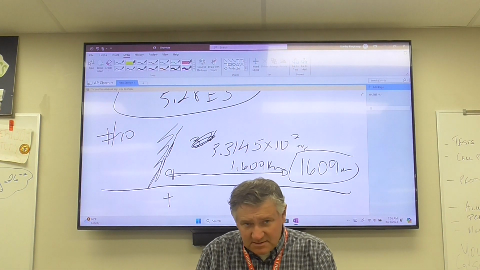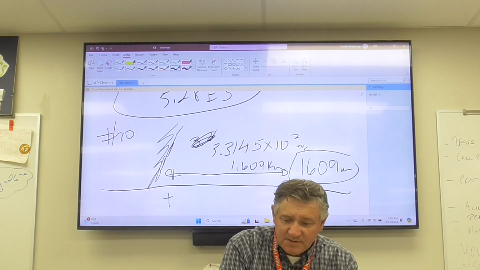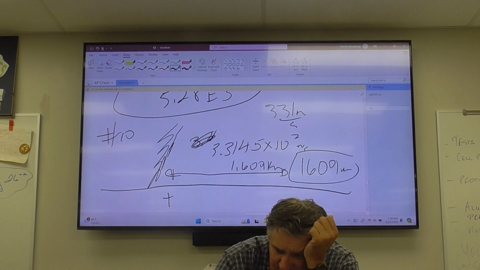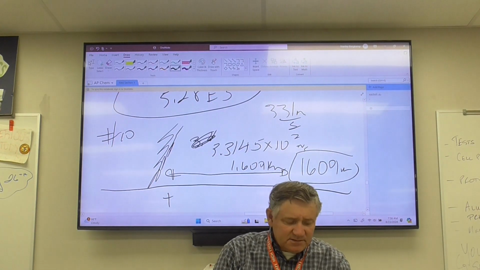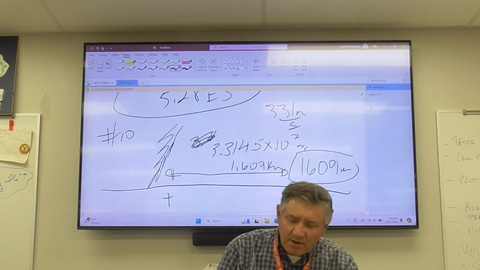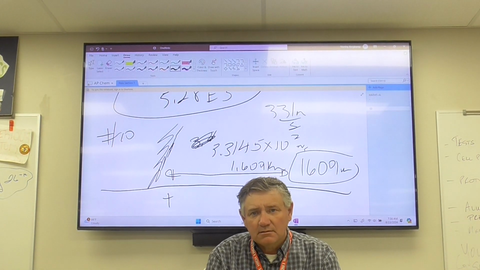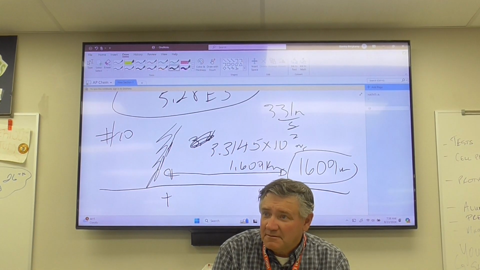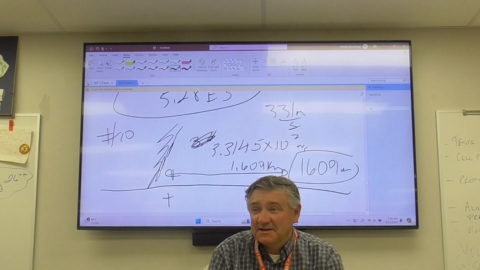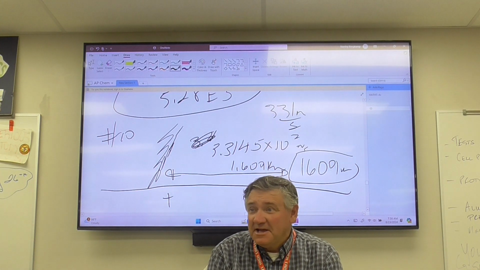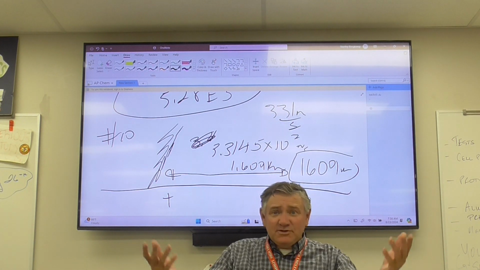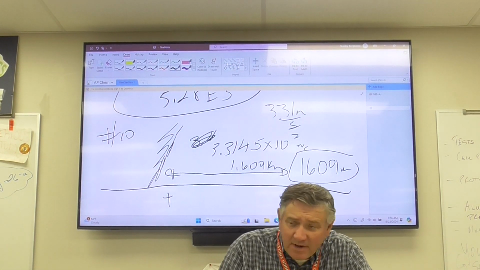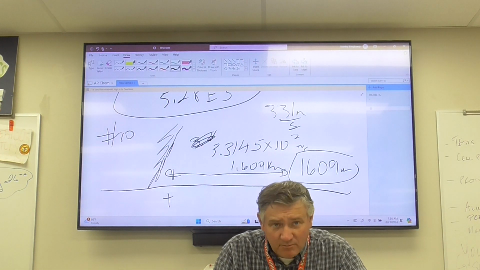It's going to travel 1,609 meters. The speed of sound is about 331 meters per second. So does your answer to number 10 have to be bigger or smaller than 1 second? Bigger. Why? Because 1609 is bigger than 331. Exactly. You have to travel a distance bigger than 330 meters, so you know your answer to number 10 has to be bigger than 1 second.